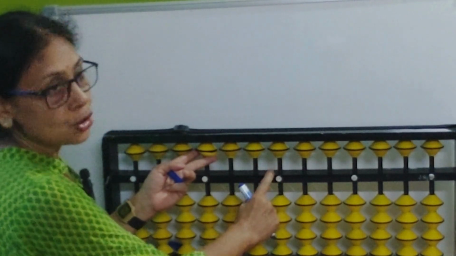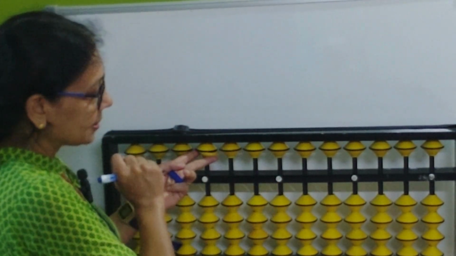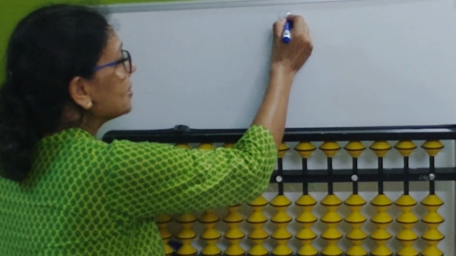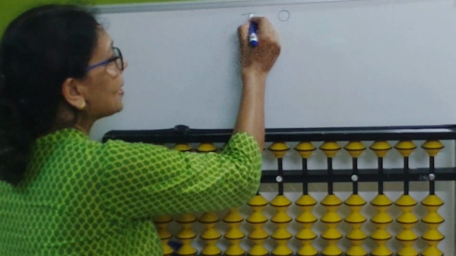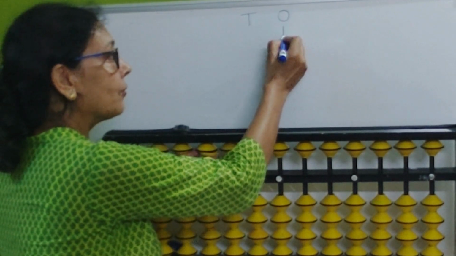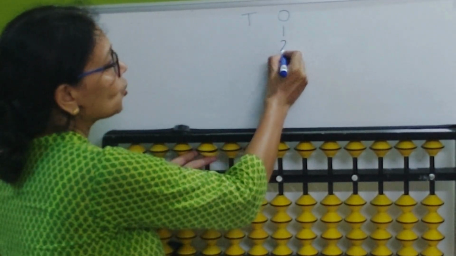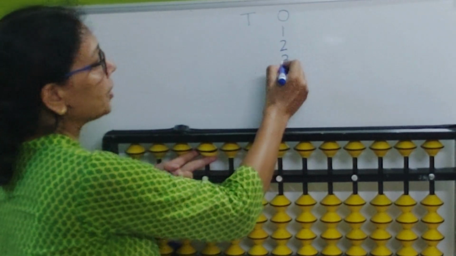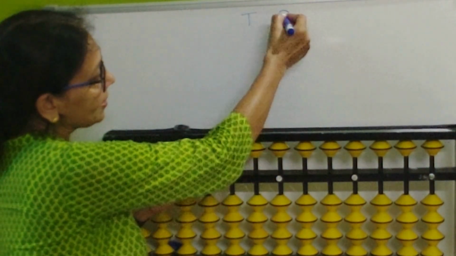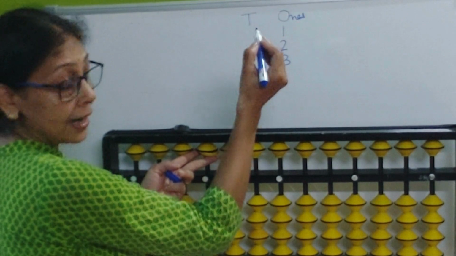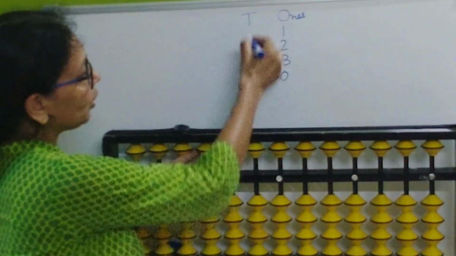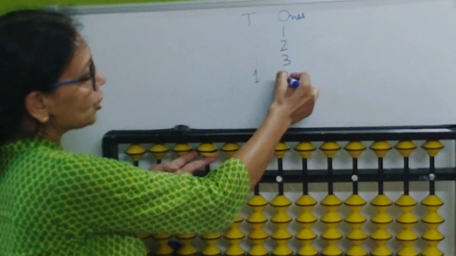This is the ones rod. Ones. So when you start writing numbers, there are ones and tens. When we need to write one, we always write 1 here, then 2, 3. We always write these one-digit numbers below ones. Okay, we write 10 like this: 1 below T and 0 below O.